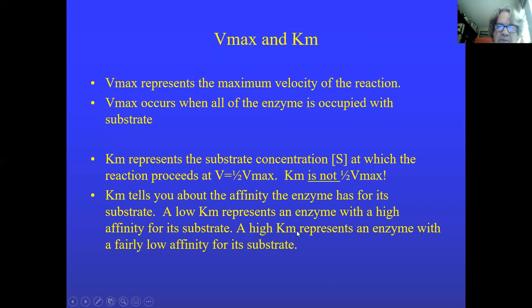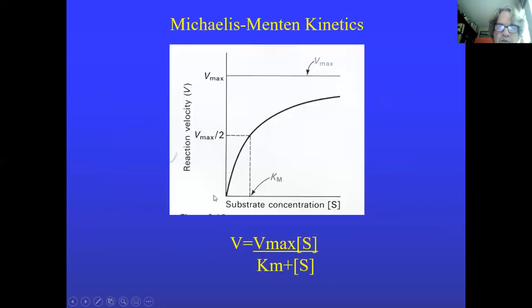A high Km represents an enzyme that has a low affinity for its substrate, right? So it reacts less well. So a high Km enzyme would have a steeper increase in velocity and then flatten out to Vmax. So the Km would be closer here. And a low Km reaction means that the enzyme reacts with substrate very effectively.